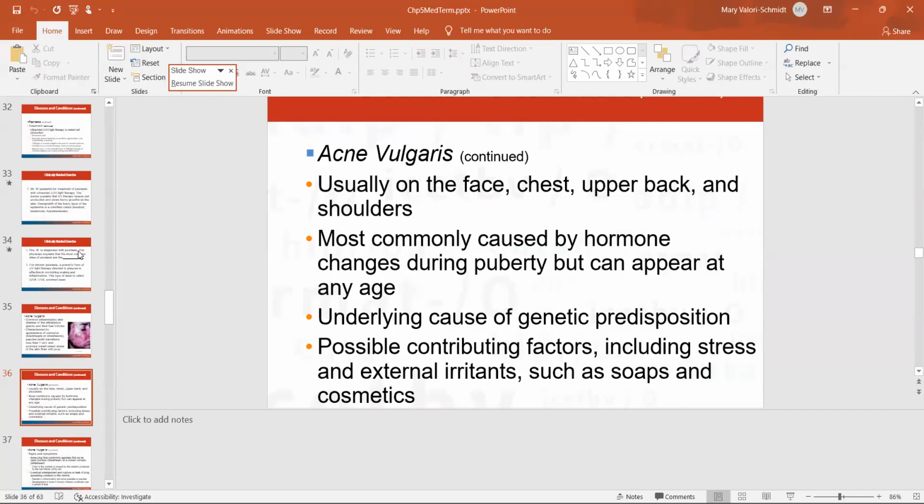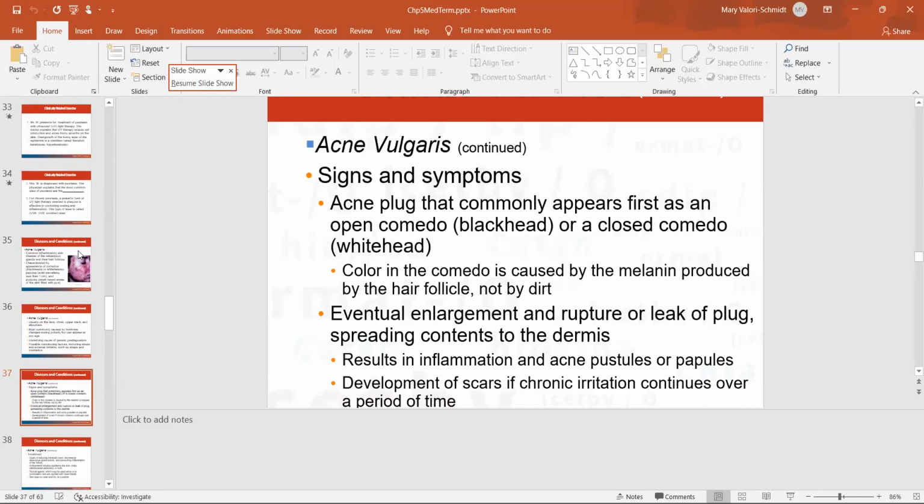Usually it's on the face, but it can be on the chest, the upper back, the shoulders. Puberty, it's all about the hormone changes, but people can develop it at any age. Genetics play a big role in almost everything, and this is no exception. But there are also other contributing factors. Stress. You have to learn to manage stress because stress will kill you. It causes a lot of things. External irritants, like using a different kind of soap, even a different kind of fabric softener, different kinds of cosmetics, can actually cause it or even make it worse.